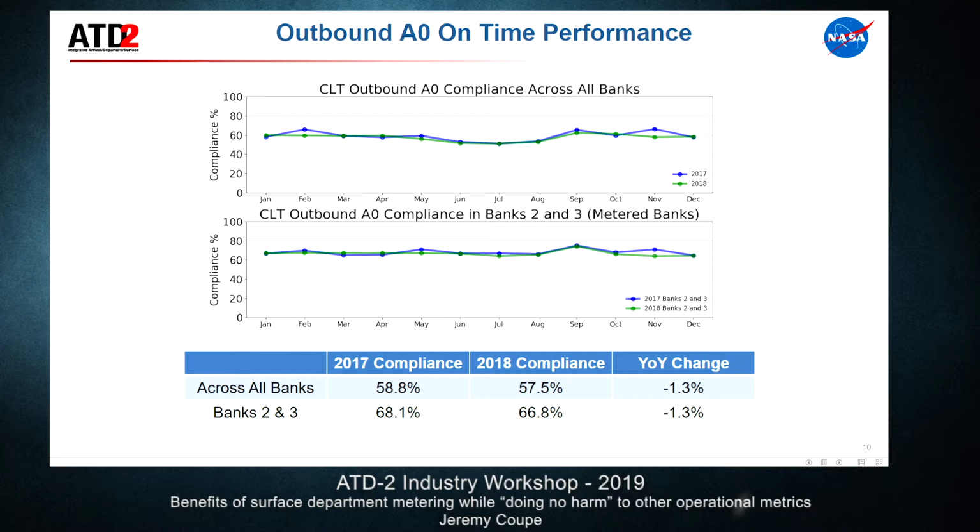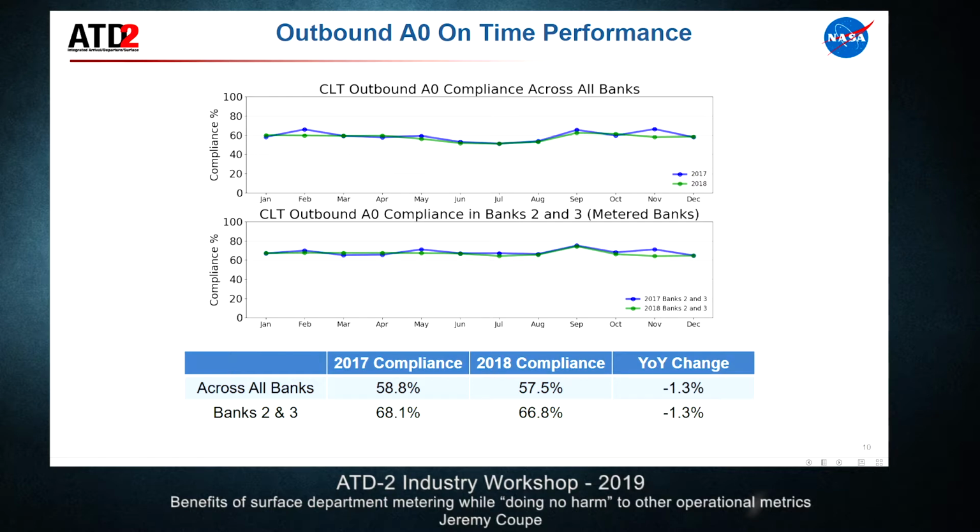So if we just do a comparison across all banks, we were 58.8% compliant in 2017 and 57.5% compliant in 2018. Across all banks, we see that our year-over-year delta was that our downstream A0 compliance declined by 1.3%. And we said, okay, what if we focus specifically on those banks that are surface metered, banks 2 and banks 3? What we see here is that if we compare 2017 to 2018, the year-over-year change for the metered banks is the same as the year-over-year change for all banks.